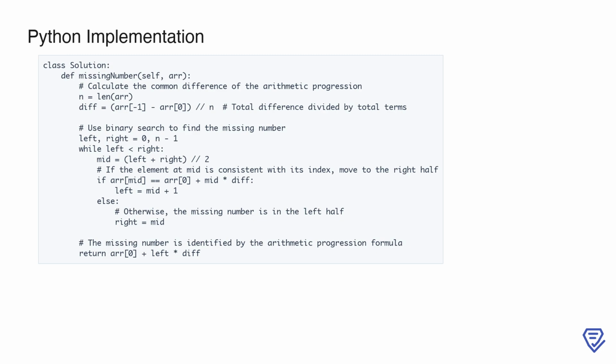If the value at arr[mid] matches the expected value based on the arithmetic progression formula arr[0] + mid * diff, the missing number must be in the right half, so the left pointer is updated to mid + 1. Otherwise, the missing number is in the left half, so the right pointer is updated to mid. The loop continues until left equals right, at which point the missing number is identified using the arithmetic progression formula arr[0] + left * diff.